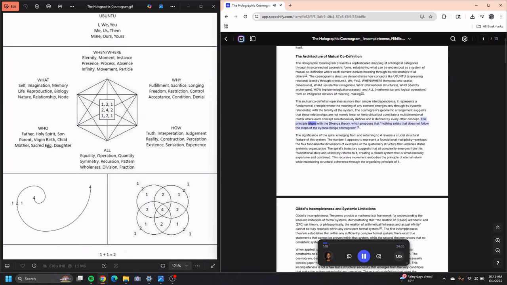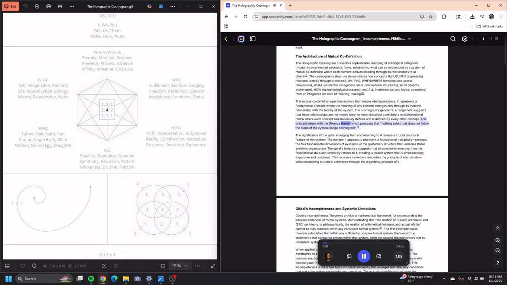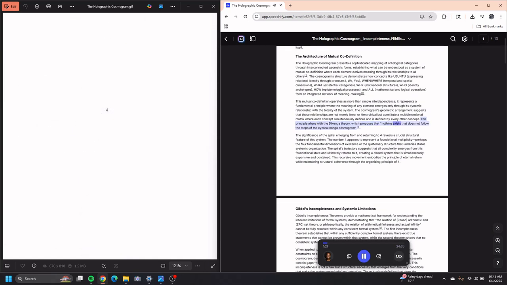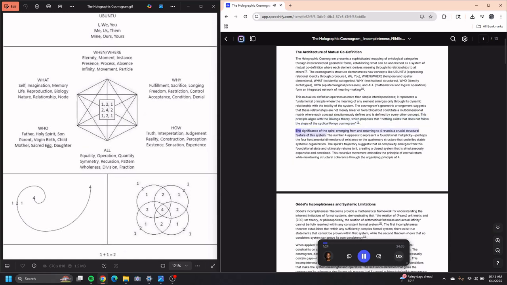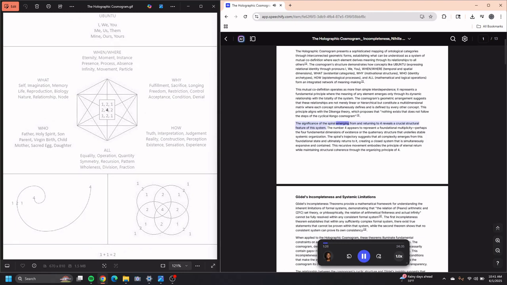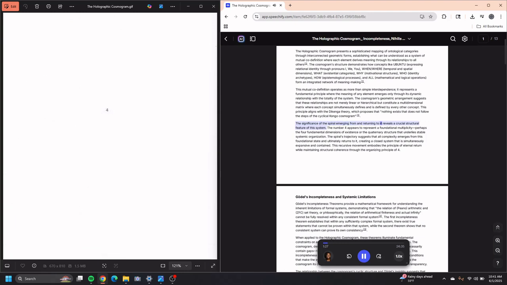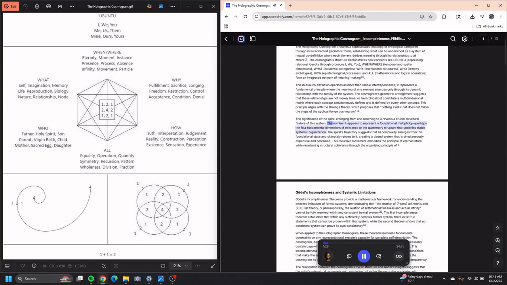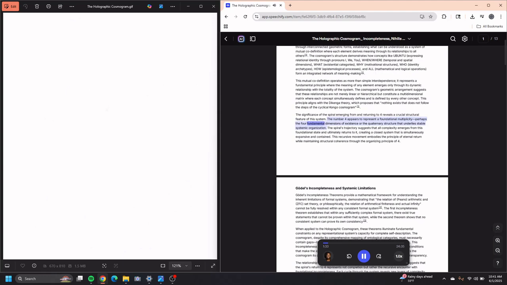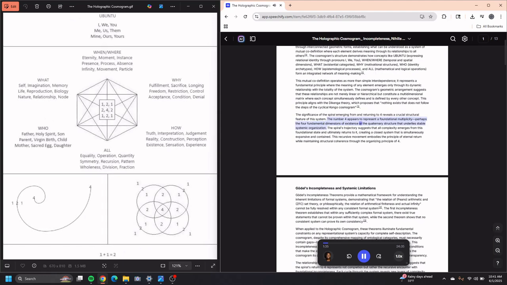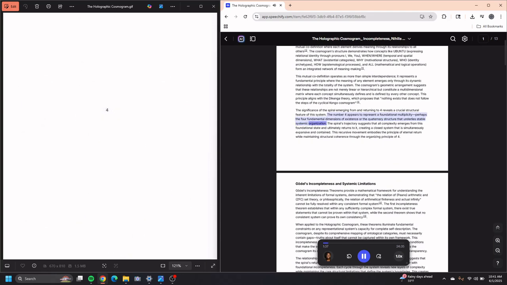This principle aligns with the Dekenga theory, which proposes that nothing exists that does not follow the steps of the cyclical Congo cosmogram. The significance of the spiral emerging from and returning to 4 reveals a crucial structural feature of this system. The number 4 appears to represent a foundational multiplicity, perhaps the 4 fundamental dimensions of existence, or the quaternary structure that underlies stable systemic organization.